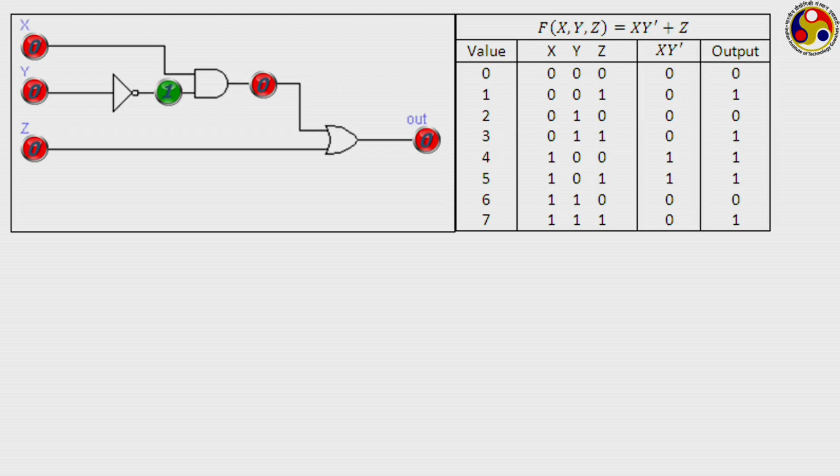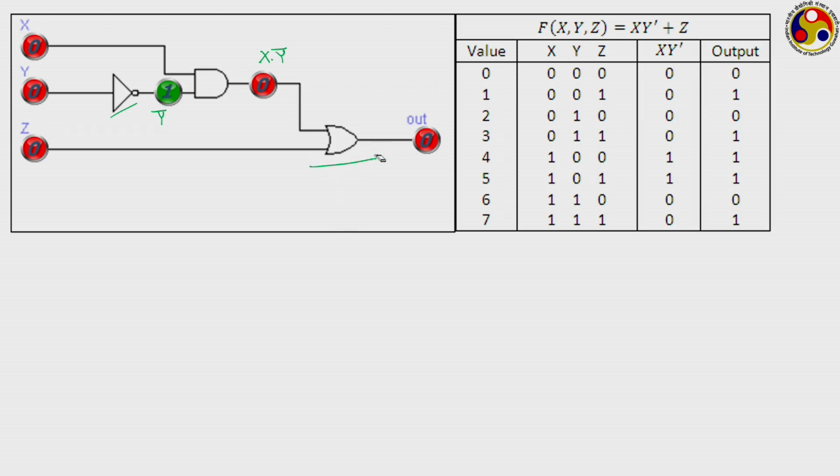Firstly, the input signal from Y is first supplied to a NOT operation. So, whatever is coming in as Y, you are getting a Y bar after this. Now, this Y bar and X are directed to an AND gate. So, what will be your output? That will be X dot Y bar, the output that you are getting from this AND operation. Now, this output from the AND gate is directed to this OR gate, which is also receiving input Z.